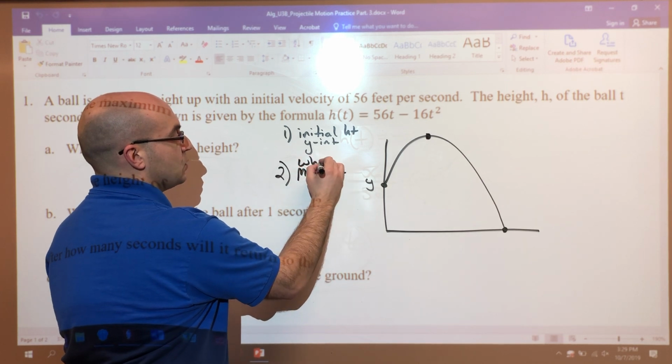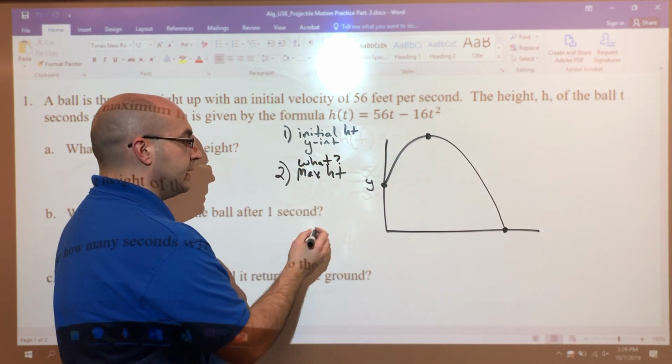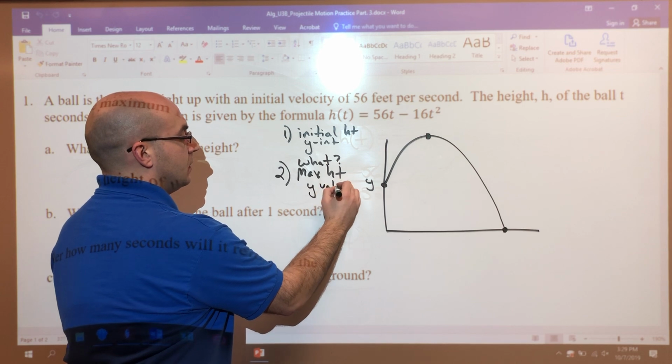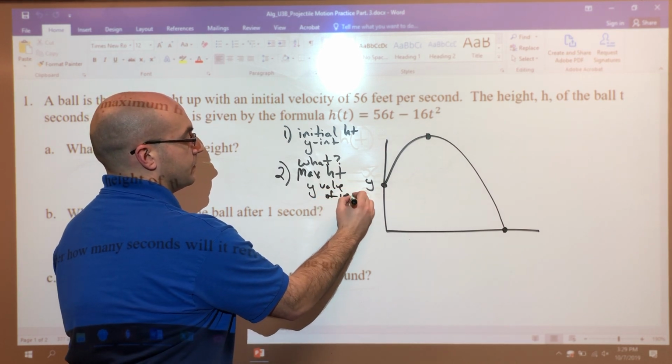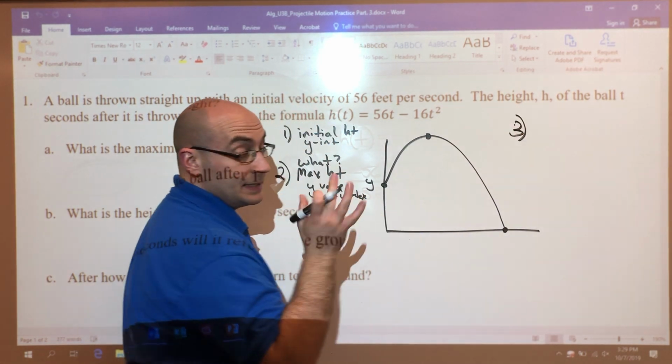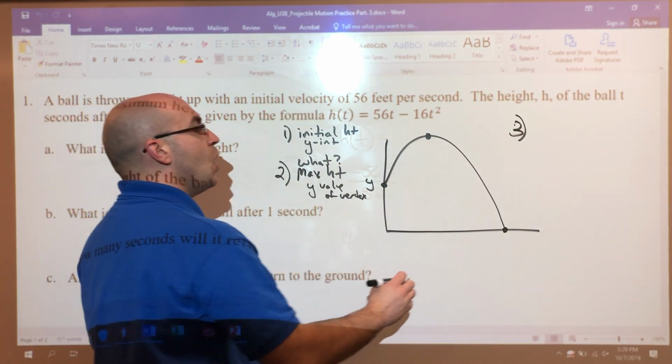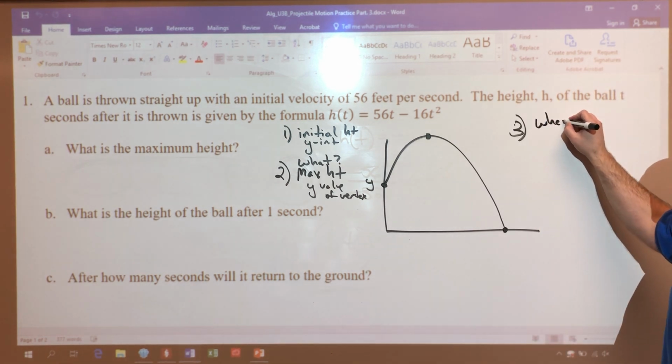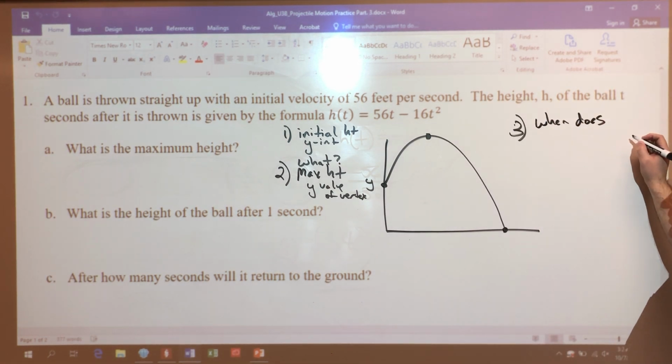2, what is the maximum height? And that's very clear, it's the what. And the what is the y value of the vertex. The third question that you may get, and I like to give this question, so be very careful, is when does it make its max height?